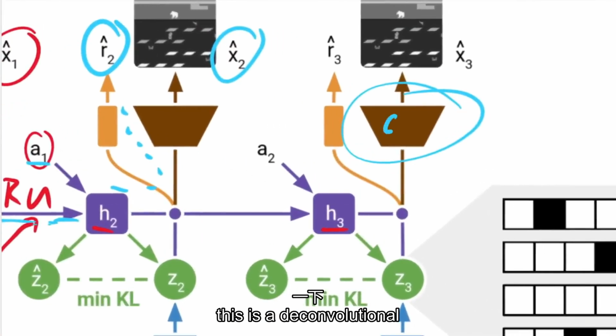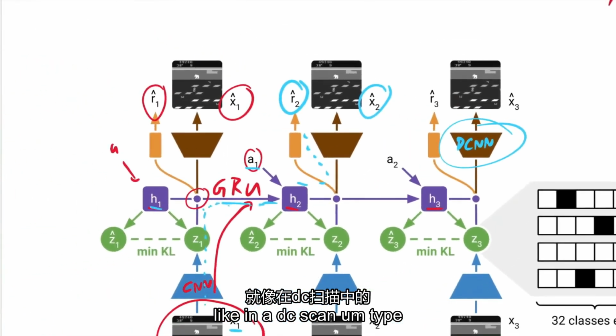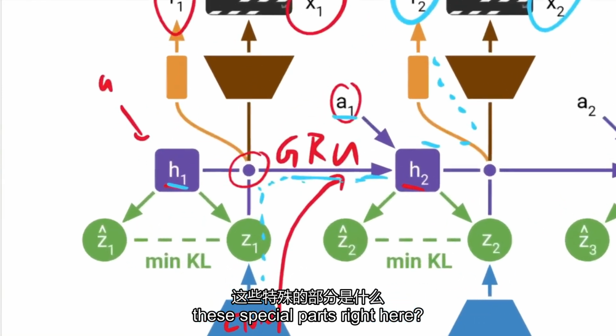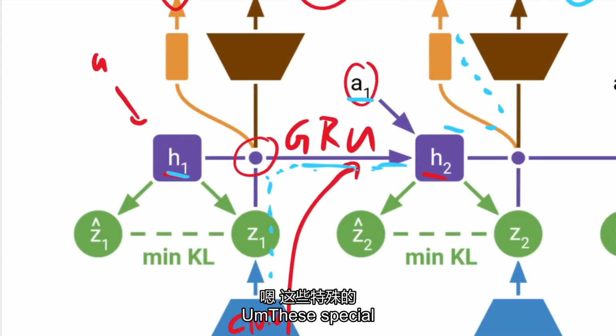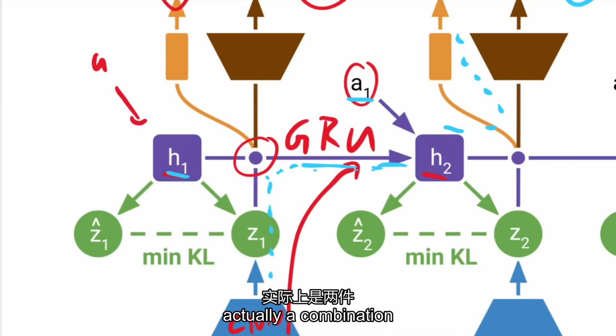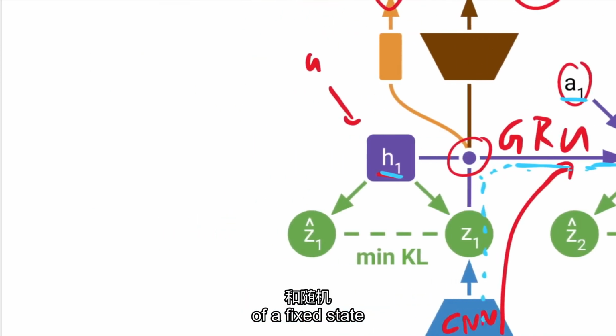This is, by the way, a deconvolutional neural network, like in a DC GAN type of network. Okay, now what are these special parts right here? These special parts are what makes this model work. So the hidden state, the thing I circled in red in the middle, is not just the recurrent neural network hidden state. It is actually a combination of two things. They call this a combination of a fixed state, a deterministic state, and a stochastic state.